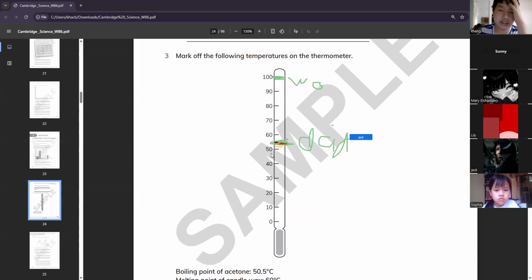So the thing here is, this is 55 degrees Celsius, but what they're asking is 50.5. So the answer should be around here, right? Because it's 50.5 and not 50. Okay, so you guys are nearly correct. You are correct with the range, but you should put the number closer to 50 than to 60.